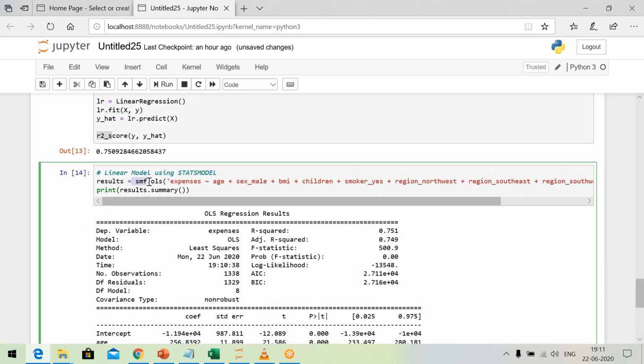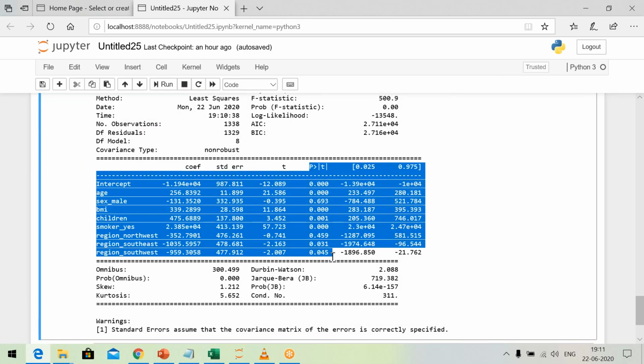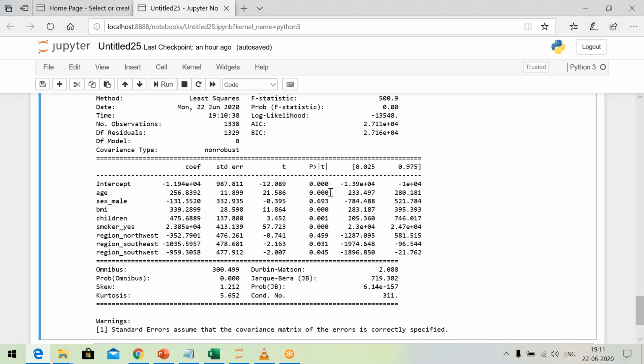When do we use SMF? This is known as the ordinary least squares method. Only when we use it, you will get in-depth details. See, this 75% accuracy, we already got it, but through this method also we can get it. And then we get so many other values. These p values are very important, right? Now let us not get into the nitty-gritty details, but let us note one important point. This one is less than 0.05, this one is less than 0.05, but this one is greater than 0.05.